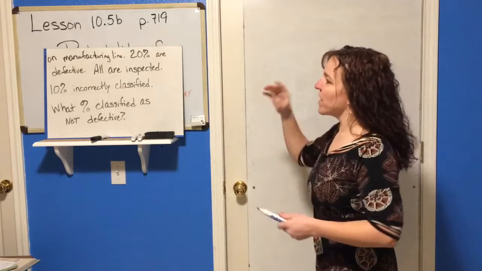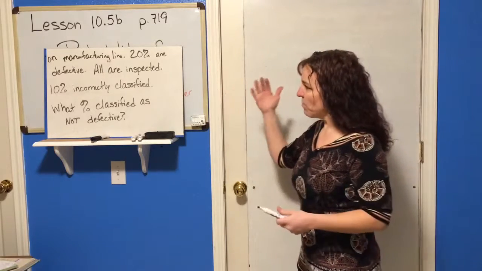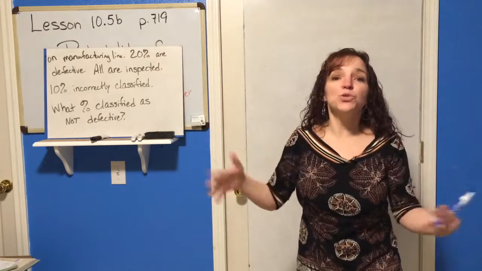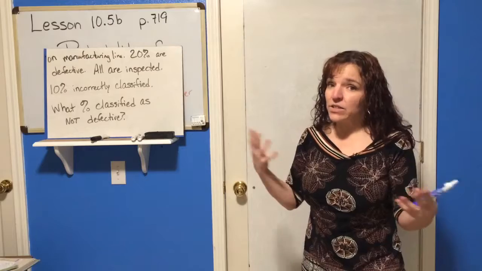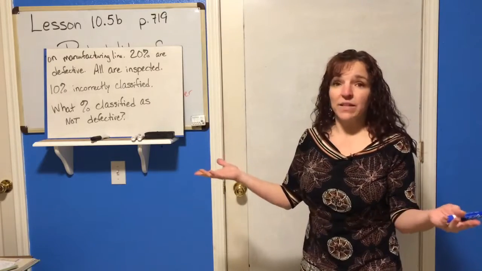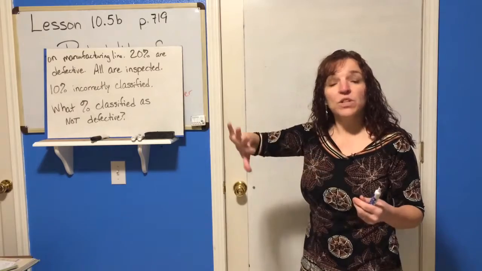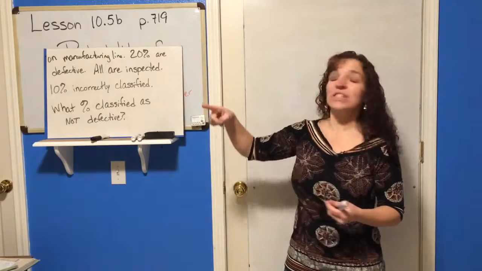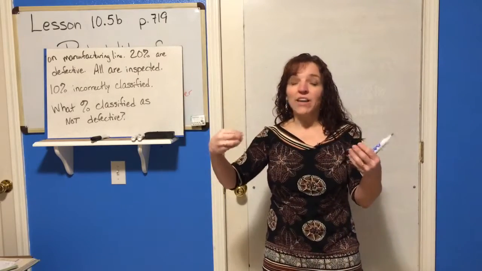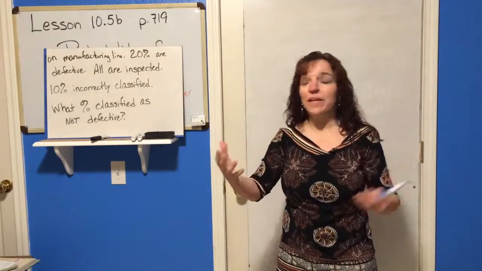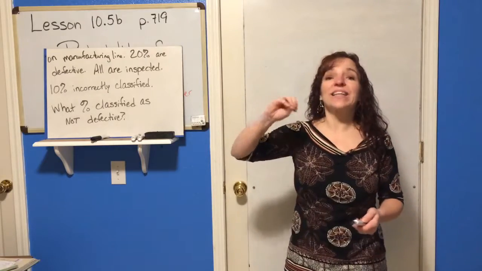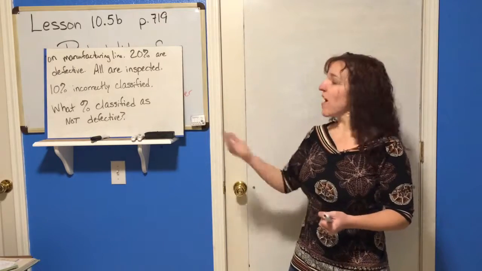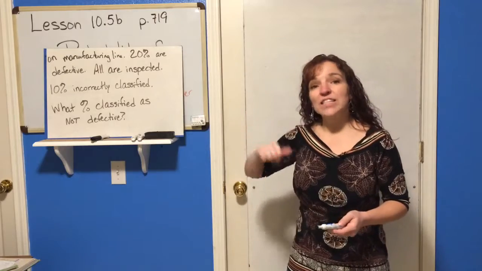So we've got a manufacturing line at a factory. On that manufacturing line, 20% of all the items that are produced are actually defective. So they realize that there's an issue here, and so they're inspecting them. All of the items that come through the line are inspected. Now, as they go through the line, though, they've discovered that 10% of the items that go through the line, for whatever reason, maybe they're going too quick or the person isn't paying attention, but 10% are incorrectly classified. We want to know what percent of the items that go through the factory are classified as not defective.